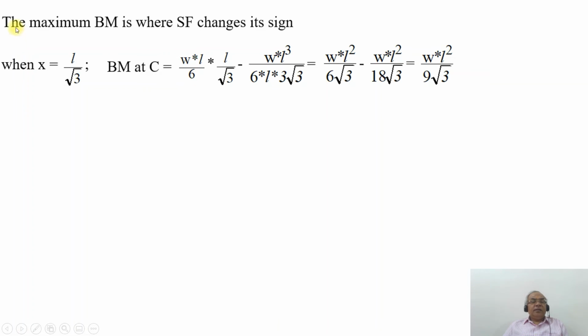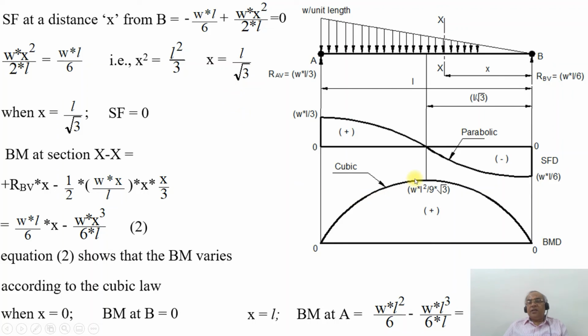This is where the maximum bending moment is going to occur, where the SF changes its sign. If you are considering that, you can see the SF is changing its sign at this point. At that point, you are going to get the maximum bending moment, which will be equal to WL square by 9 root 3. So this is how we will be able to analyze and solve the shear force diagram and the bending moment diagram for uniformly varying load.